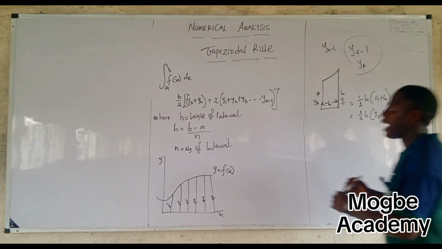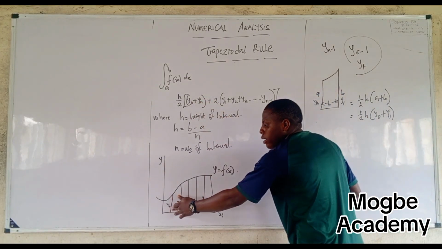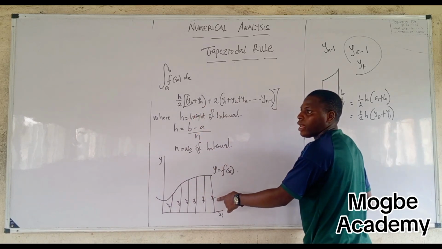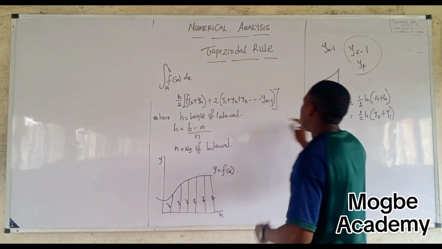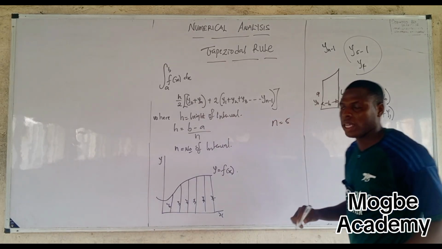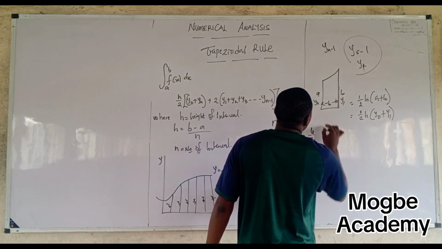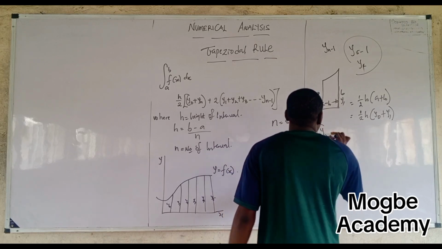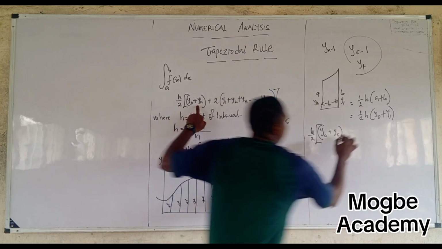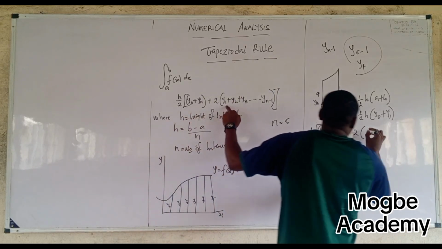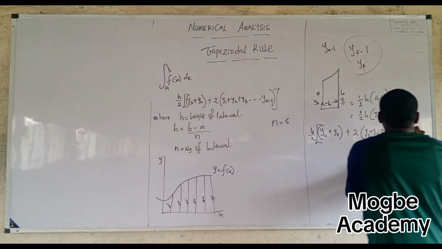Now, your y0 here simply stands for your initial, while your yn simply stands for your final. Are we together? So basically, if you have an interval of 5, let's take an example. Let's say we are given n of 5. So we'll simply have h over 2 brackets y0 plus y5, which is yn, plus 2 brackets your y1, y2, plus y3, plus y4.